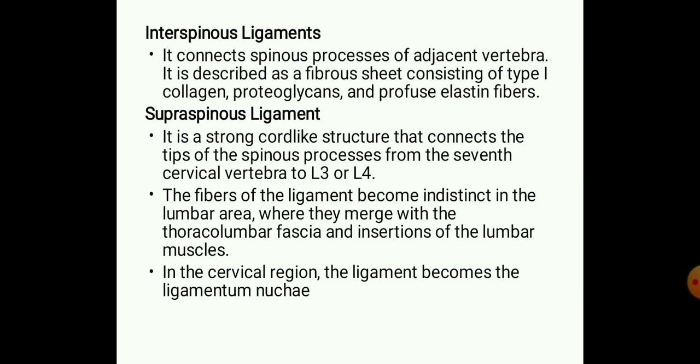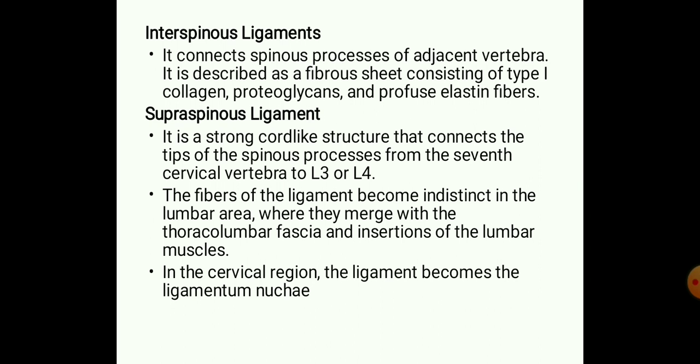But in the cervical region, as we said, it starts from C7. Before the C7 spinous process, the supraspinous ligament is known as the ligamentum nuchae till the occiput. So the ligamentum nuchae starts from the occiput and ends at C7. From C7, it continues as the supraspinous ligament till L3 or L4 lumbar vertebrae.